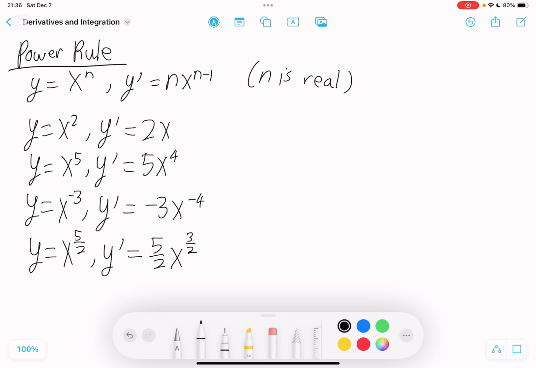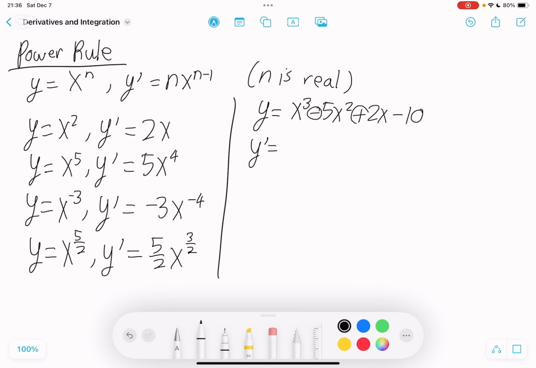So how do we actually apply this to more complicated equations? For example, I want to find the derivative of this equation: y equals x cubed minus 5x squared plus 2x minus 10. I just made this up on the spot, so let's do this together. What you can do is separate the terms. We copy these signs down, so we still have minus, plus, minus. You find the derivative of each of these separate terms.